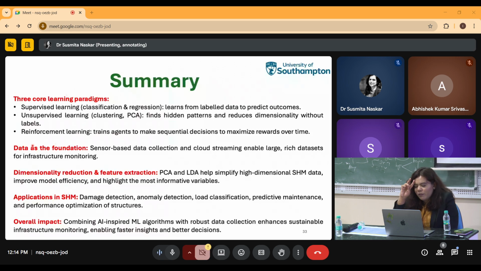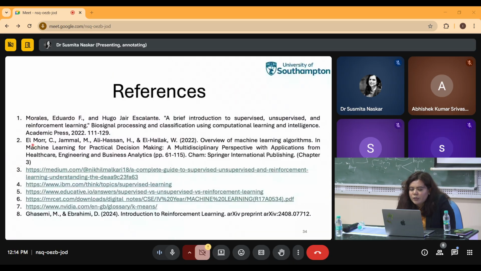And as I have always told you, these are all the references which we have followed in the lecture, and these are a few of the references which may not have been followed, but they can be useful. I think especially the last one is a very good paper to understand reinforcement learning.